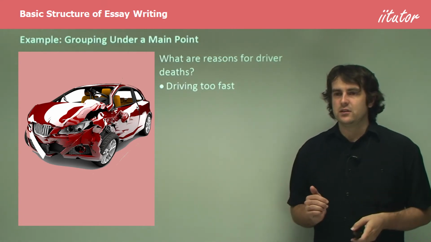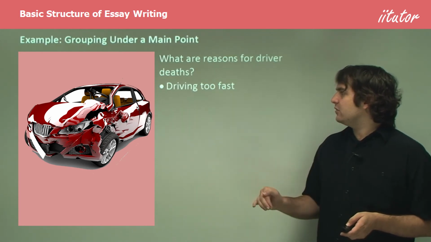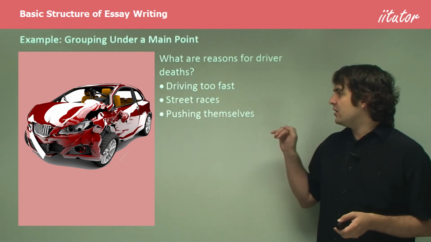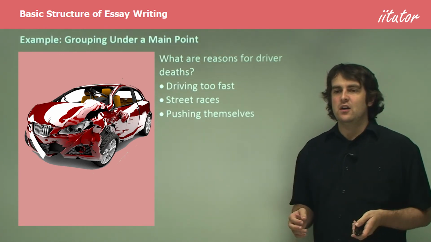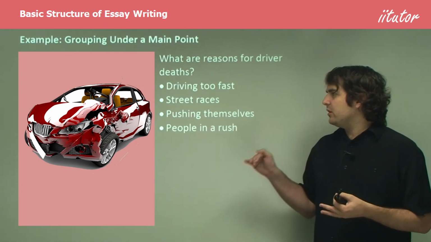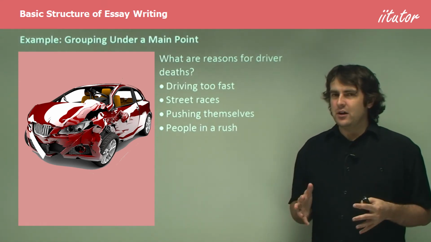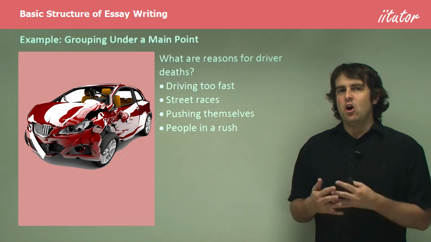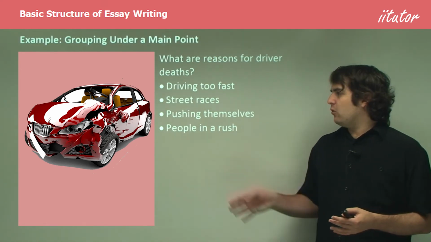So if you're to look at what are the reasons for drivers' deaths, and you go driving too fast, and you go street races, and you go pushing themselves too hard when you're wanting to see how fast you can go for the first time, and then people in a rush, you've got all those 4 things together and you're going, okay, how do I group those together? What is the common ground? And then you think, I don't know, can I just write them all as 4 separate points?